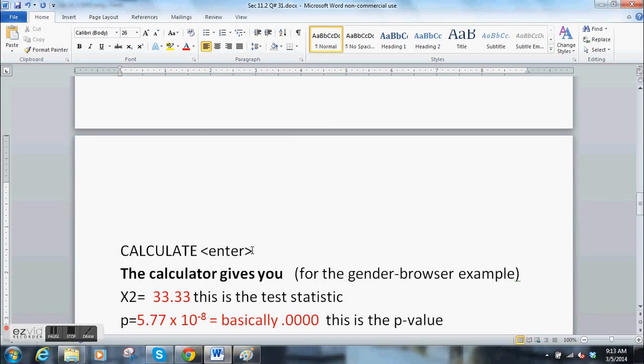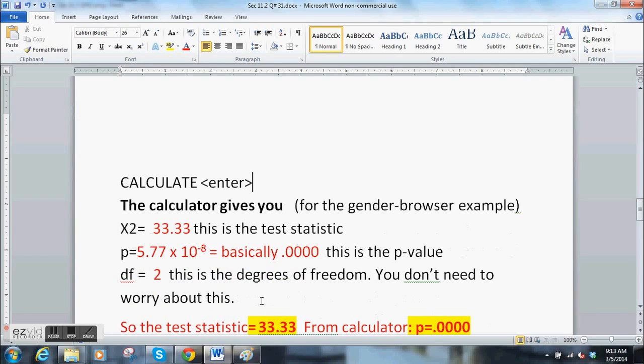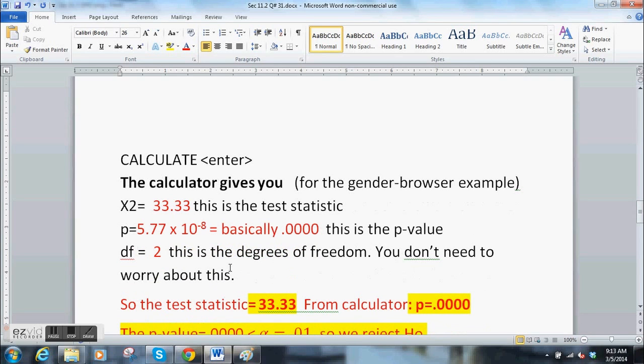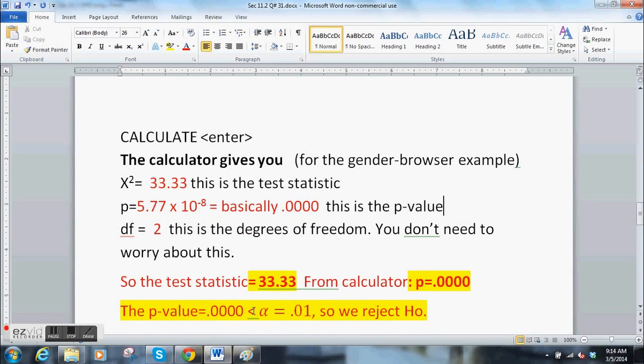So that's just what the calculator's doing. But for the most part, if you're going fast, you can go down to calculate, hit enter, and it spits out this number. It's so fast, you guys, it's crazy. The calculator should give you 33.33 for the chi-squared. That's the test statistic. I got a p-value of 5.7 times 10 to the negative 8. That's basically 0. This is your p-value. And degrees of freedom of 2. And you don't need to worry about the degrees of freedom if you're using the calculator.